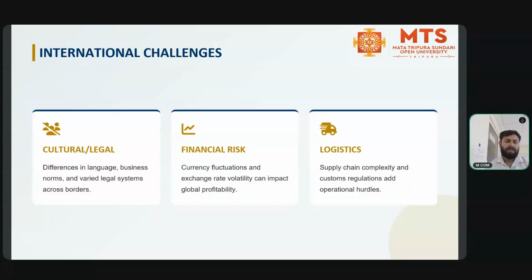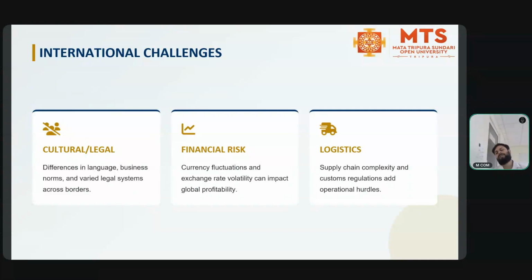Differences in language, business norms, and varied legal systems across borders. You could not find the same legal barriers as you have found in India, but you may find other legal barriers which are not in India. Financial risk. By expanding your business to other countries, you will require a huge amount of funds. And also the currency fluctuation, that is, the volatility of currency, depends upon the exchange rate, and the exchange rate is pretty volatile and can impact your global profitability.